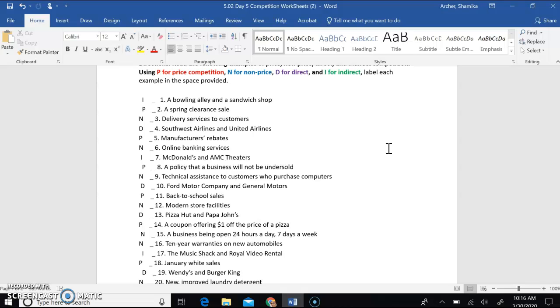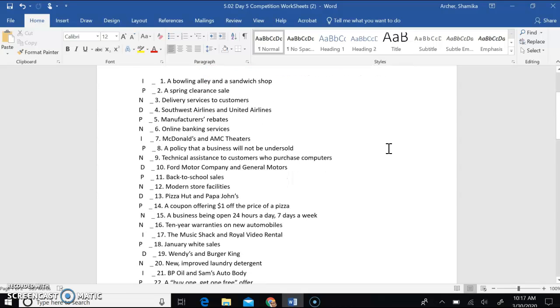17, the Music Shack and Royal Video Rentals. You guys are not familiar with these, but Music Shack, of course, so music stuff, Royal Video Rentals. This is where we used to rent our videos before Redbox was around. So this is I, indirect. January white sales, 18. This is P. This is price competition because it is a sale. 19, Wendy's and Burger King. This is direct because they're both fast food places.